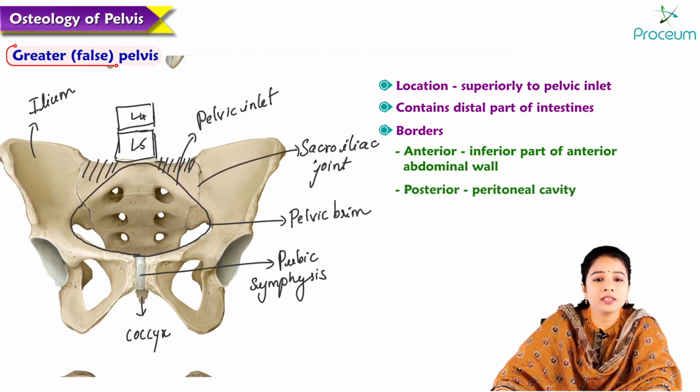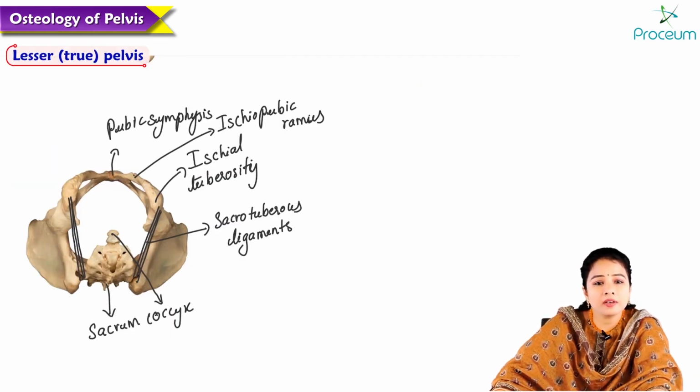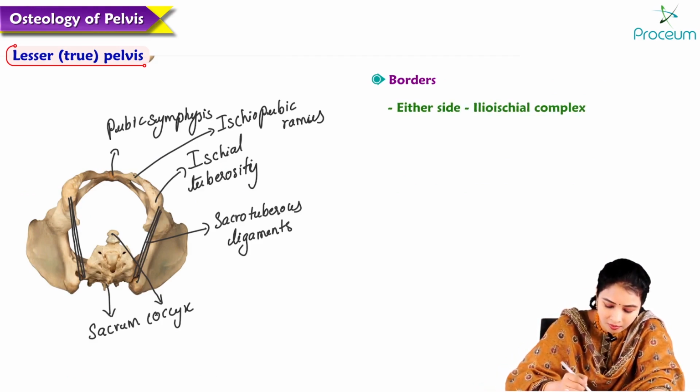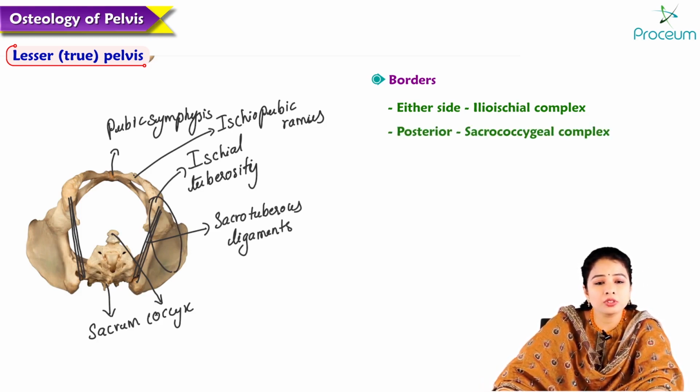And posteriorly the greater pelvis communicates with the peritoneal cavity. And inferiorly the greater pelvis communicates with the lesser cavity or lesser pelvis through the pelvic inlet. So the lesser pelvis is bounded on either side by the ilioischial complex, the complex between the ilium and the ischium. So this part is called the ilioischial complex, and posteriorly by the sacrococcygeal complex.